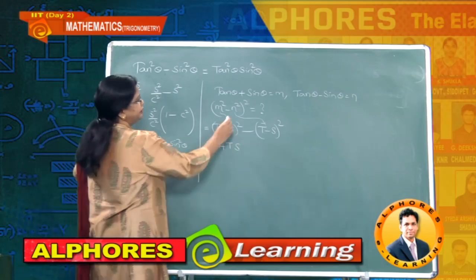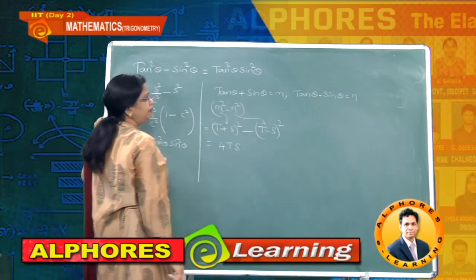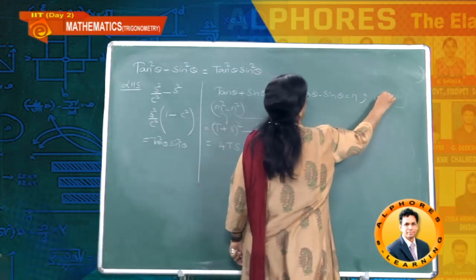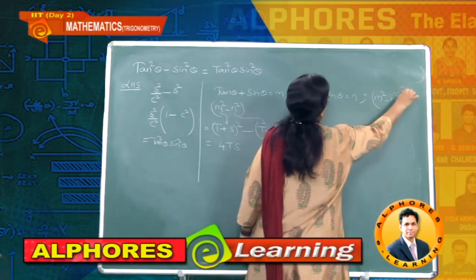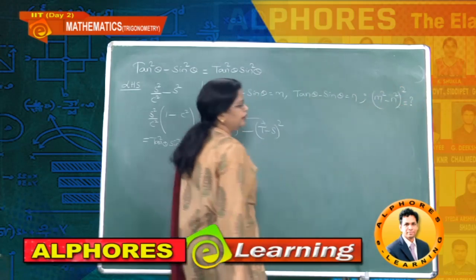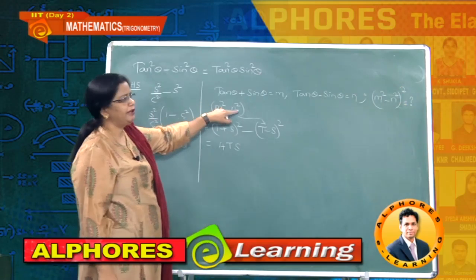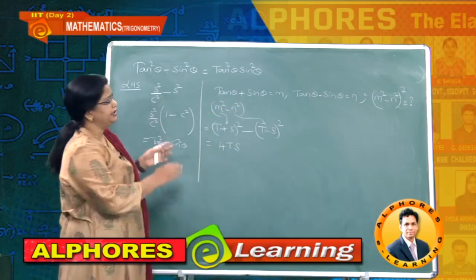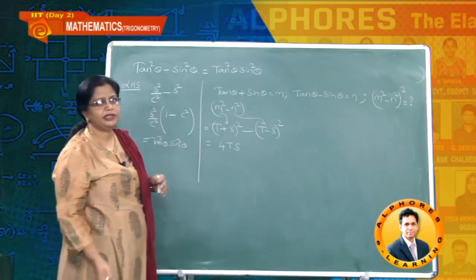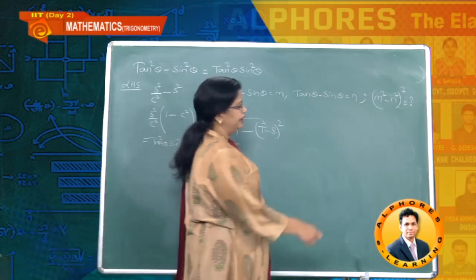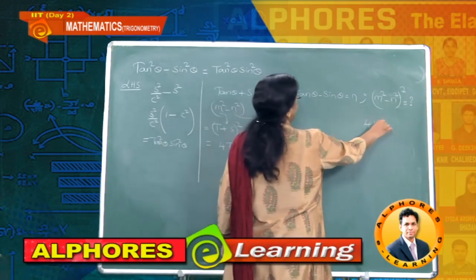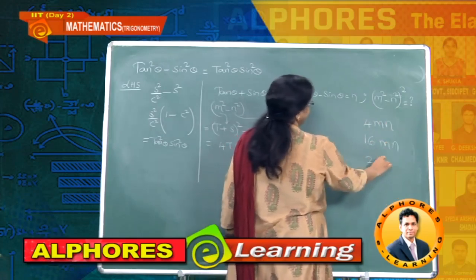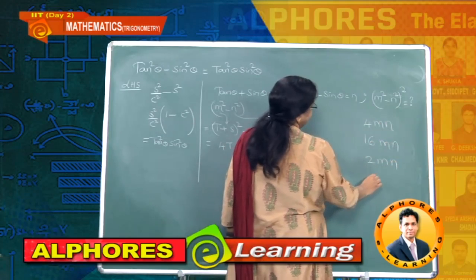This value is only what I am taking here, m square minus n square. The question is: what is the value of (m square minus n square) whole square? I started with m square minus n square and thereby got 4 tan sin, but this is not in our options. The options are given in terms of product, as 4 times mn, 16 times mn, or 2 times mn. In this way the options are given.